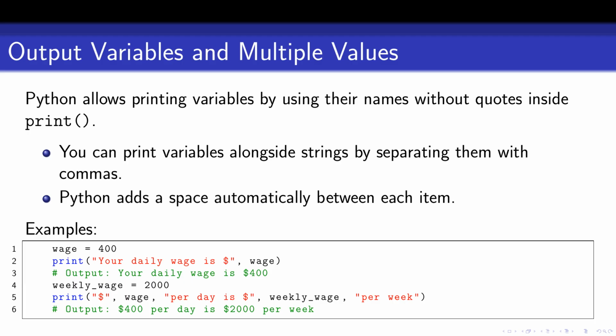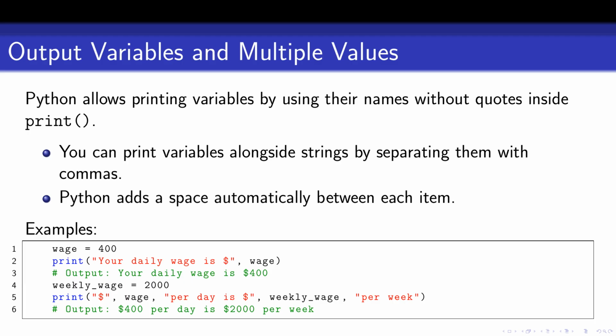Now, let's take it a step further and print dynamic content, values stored in variables. Instead of hard-coding the output, you can have Python display the current value of a variable. You do this by passing the variable name to print without quotes. For example, if we've assigned wage equals 400, then using print("Your daily wage is $", wage) will output: Your daily wage is $400. Notice that we're separating the string and the variable using a comma. That tells Python to print both, with a space in between. It's smart enough to automatically format this.